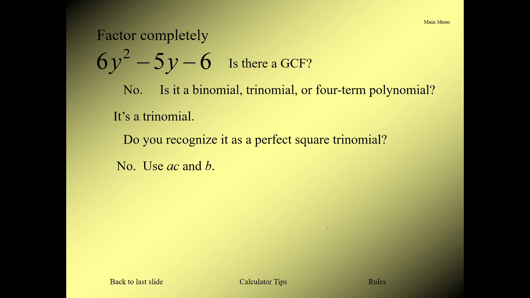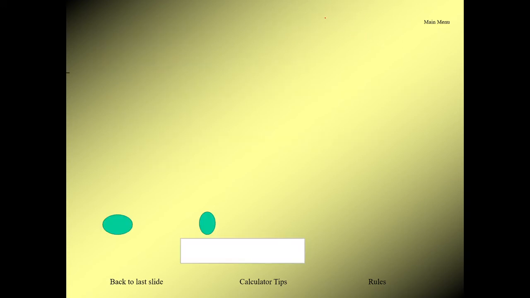So you have to use the AC and B method. What is AC here? Our AC is 6 times 6, or 6 times negative 6. That's negative 36. Our B is negative 5. Oh, this is a bit hard. Since we have to look for two numbers that if we multiply them, the result is negative 36, and if we add the two numbers, the result is negative 5.